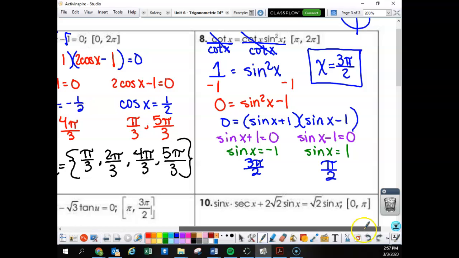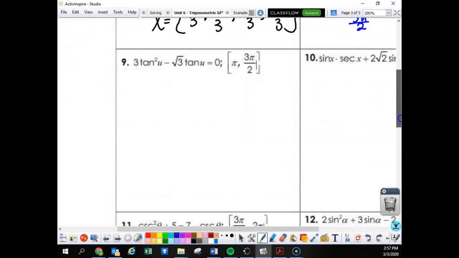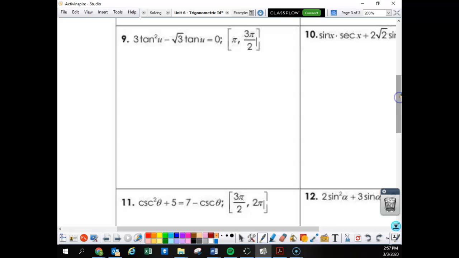Okay, let's look at number 9. All right, so number 9, I have 3 tangent squared u minus the square root of 3 tangent u. So here we can also actually factor out the greatest common factor. And here the greatest common factor is that they both have tangent in common. So I'm going to factor out a tangent from both of them. So it'll be tangent u times 3 tangent u minus the square root of 3 equals 0. Tangent squared divided by a tangent is tangent with the 3, and then these divide out to be 1, so it's just minus square root of 3.